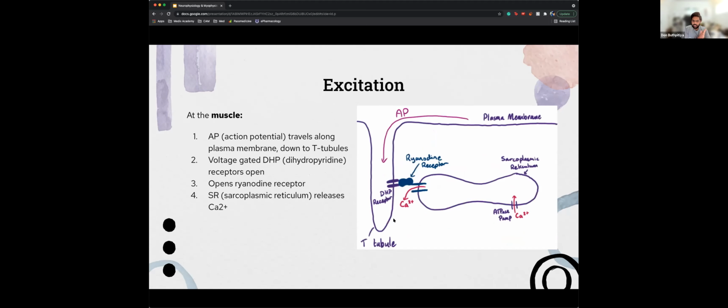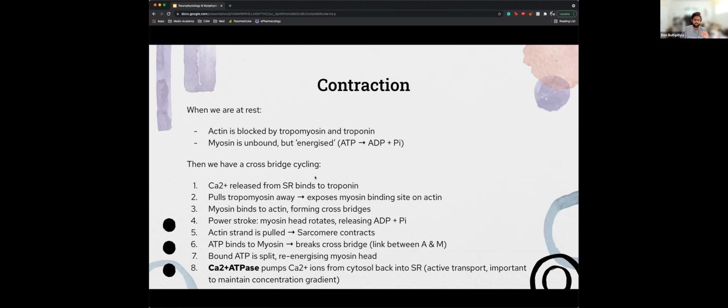Now, at the actual muscle, we'll have the action potential coming across through the plasma membrane to the voltage-gated DHP receptors. These receptors will open another receptor called a ryanodine receptor, and that ryanodine receptor stimulates the sarcoplasmic reticulum to release calcium. Now, once calcium's released, we'll have cross-bridge cycling.